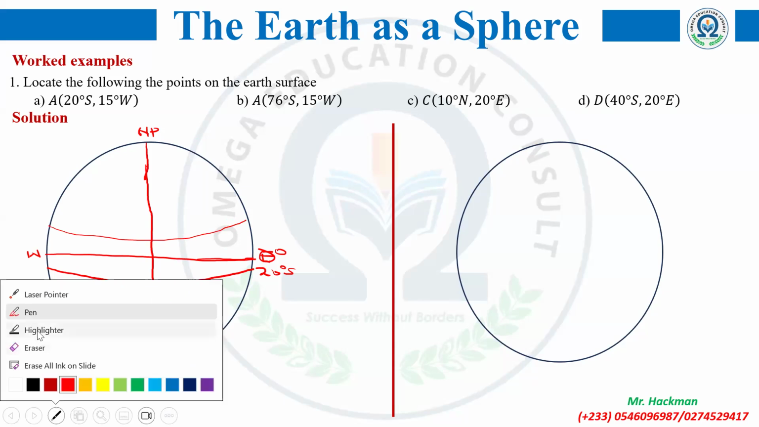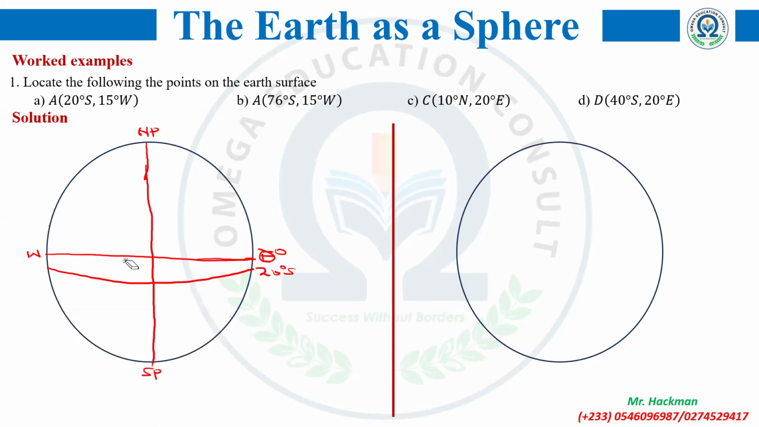Yes. Okay, so on that note, let me clear this. I don't need this now. So I've been able to locate my 20 degrees south, which is my latitude. Now let's go and look at the longitude. What's the longitude here? 15 degrees west. So you know this is the line dividing your globe into west and east. So 15 degrees west, you know this is your 0. So you move a little away 15 degrees.